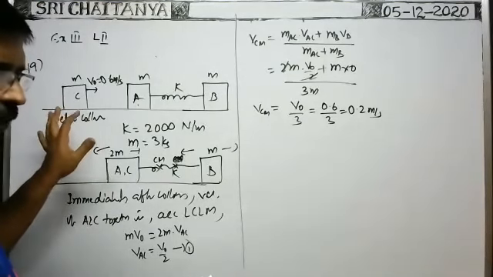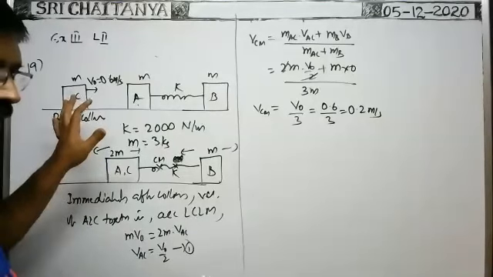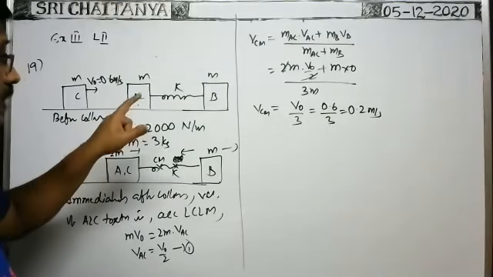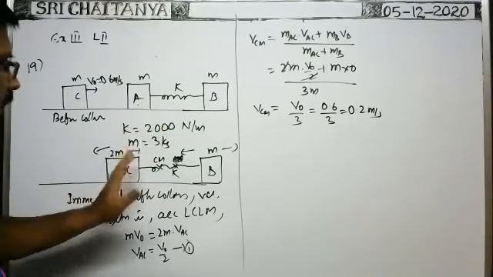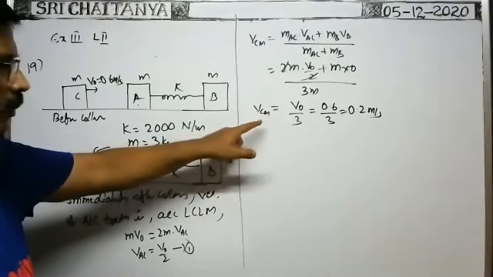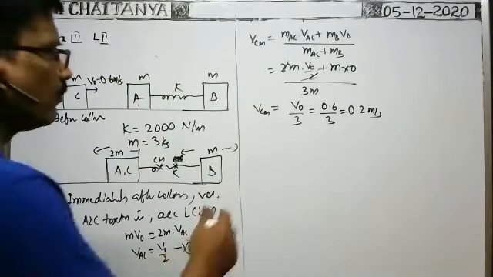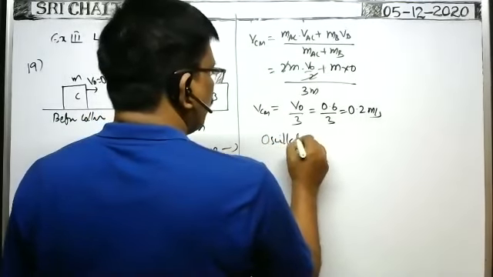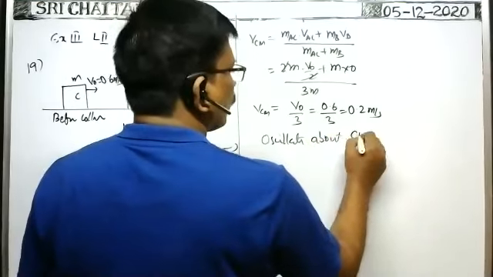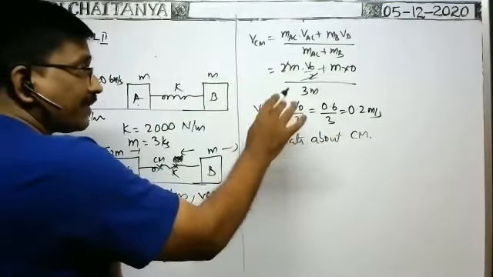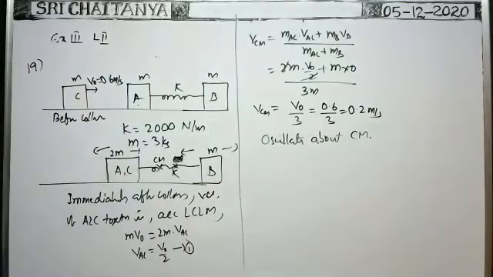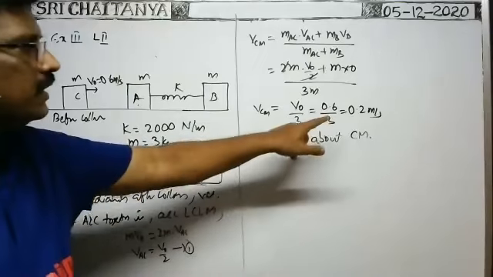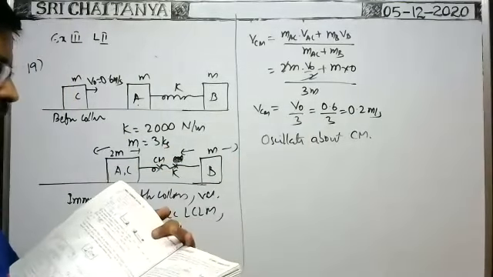Here they asked the 19th one. After collision of C and A, the combined body and block B would oscillate about the center of mass of the system, and the center of mass is at rest. But after collision, the center of mass moves with a velocity 0.2 meter per second, and they oscillate about the center of mass. The first option says the center of mass is at rest, so the first option is not correct. In the second option, they oscillate about the center of mass of the system, and the center of mass is moving with this velocity. So option B is correct.